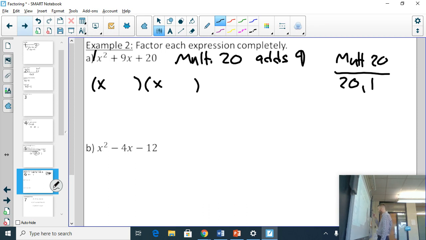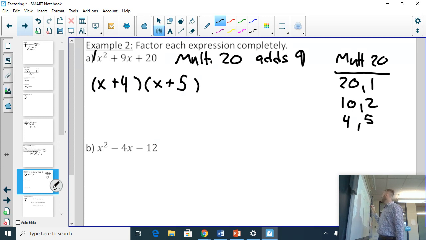So let's keep going. We have 10 and 2. I don't see how that could get us to 9. So let's keep going. We have 4 and 5. Ooh, if we add those together, that'll get us 9. And that works out, right? So if we do +4 and +5, then we're going to end up getting x squared plus 4x plus 5x, and then plus 20, and plus 4x plus 5x is plus 9x. So this works out.